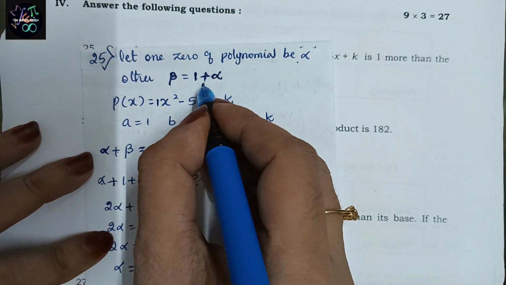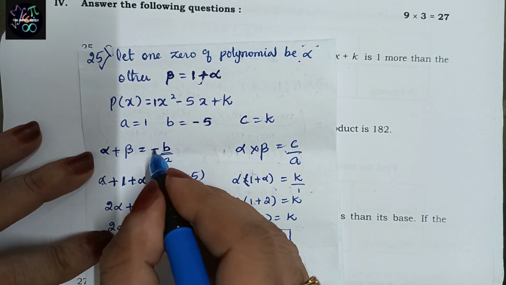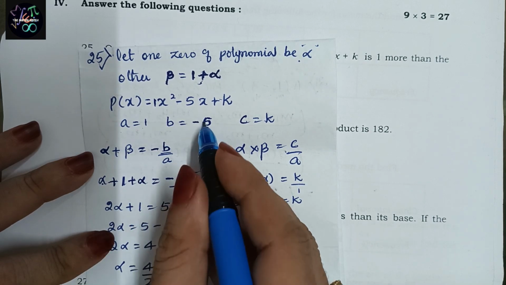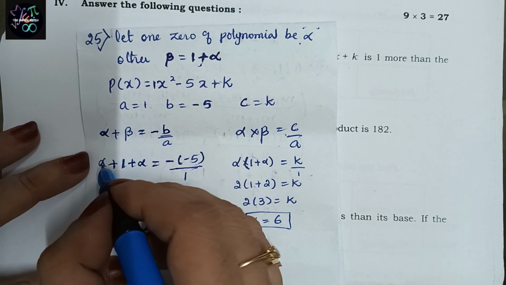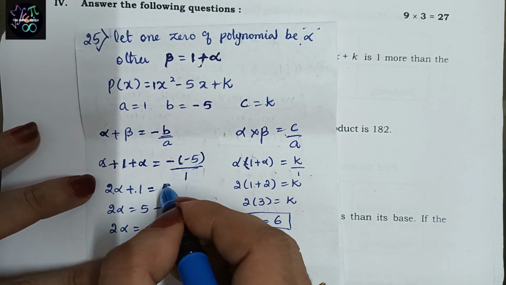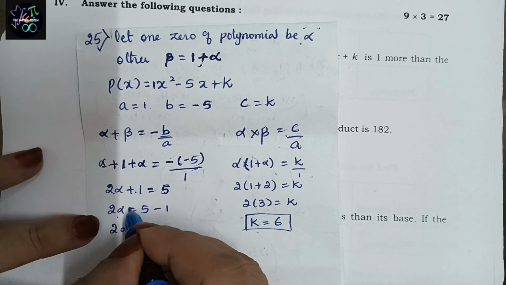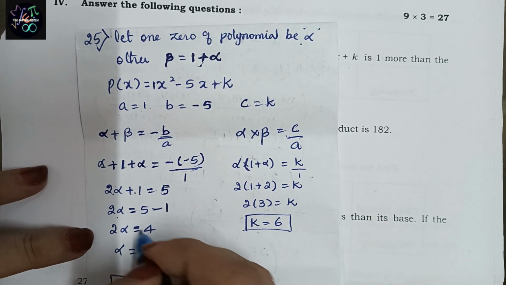Beta value is what? 1 plus alpha. So in place of beta I have written 1 plus alpha is equals to minus sign as it is. B value is minus 5, a value is 1. Alpha plus alpha is 2 alpha plus 1 as it is equals to minus minus plus 5. 2 alpha is equals to 5 plus 1 if I take this side minus 1. 2 alpha is equals to 4.